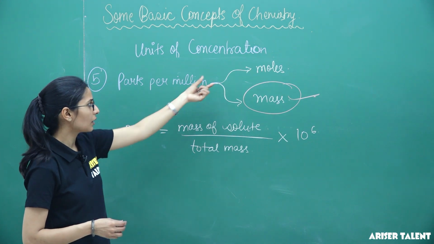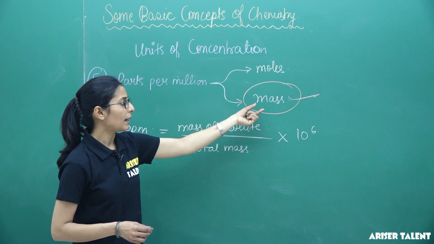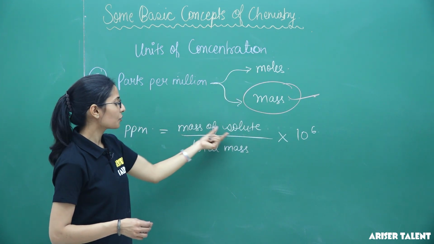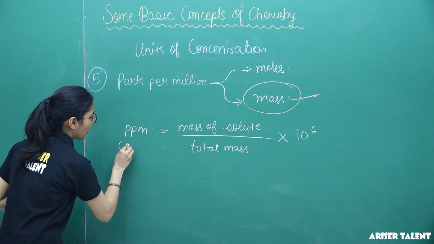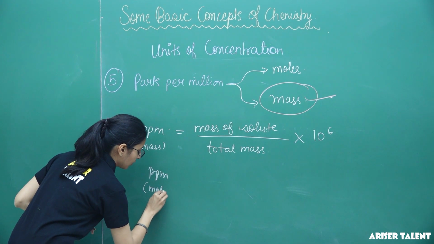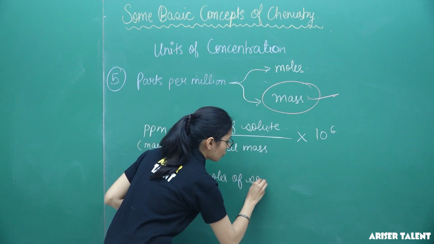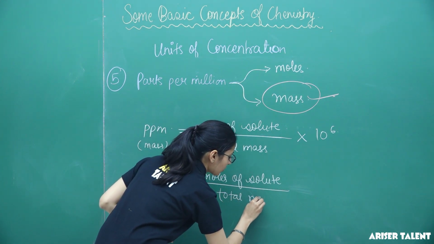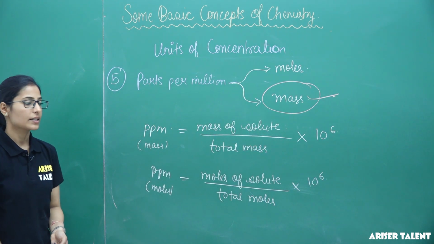Similarly, if you are given the moles of solute, you will write the moles of solute divided by total moles into 10 to the power 6. By default, as I have said, if nothing is written over there, then you have to take the mass. So, the mass of the solute divided by total mass into 10 to the power 6 is for mass, and for moles, this will be moles of solute divided by total moles into 10 to the power 6. Okay. Is this fine? Okay.